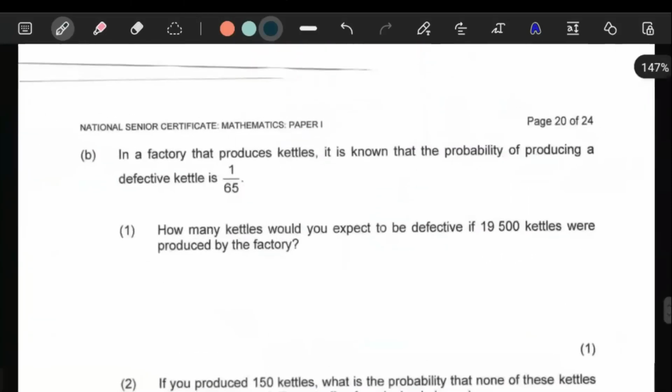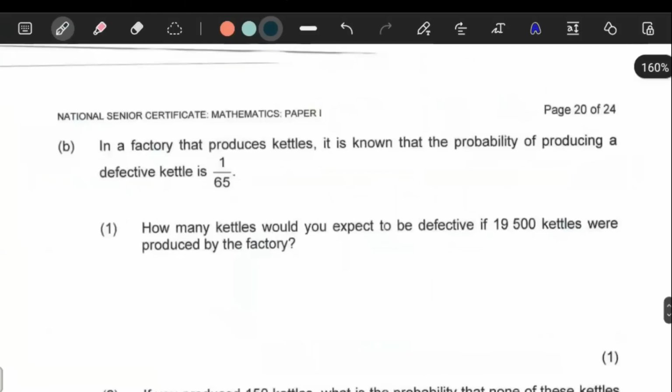B says, in a factory that produces kettles, it is known that the probability of producing a defective kettle is 1 over 65. So 1 in every 65 kettles is going to be defective, meaning it's not going to be working, or it's not going to be good enough to sell. Then they ask, how many kettles would you expect to be defective out of 19,500 kettles? If 19,500 kettles were produced by the factory.